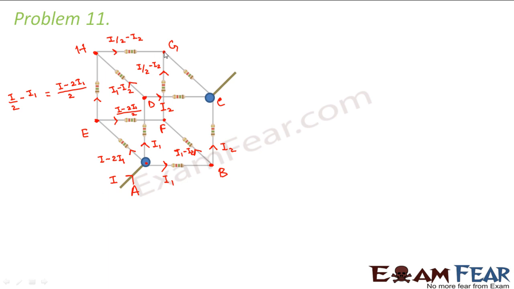Right? Now these two will again join up at this point G. So they will join together, and how much current will flow here? That will be I minus 2I2. So this much current will flow towards this. Now from this arm I minus 2I2 will come, from this arm I2 will come, and from this arm I2 will come. So they will all join up together to form I.